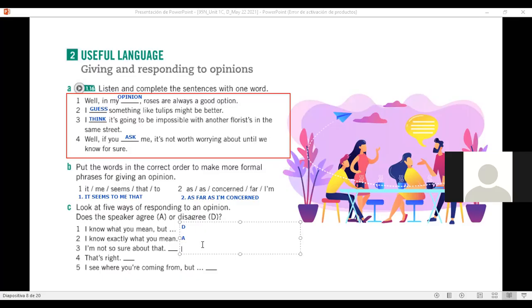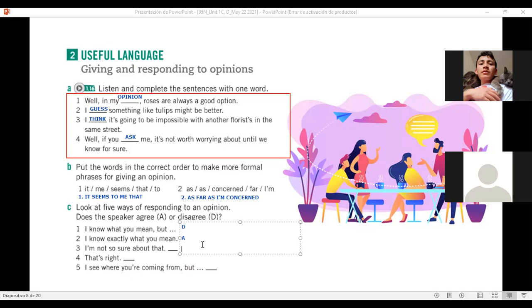What do you think? Agree or disagree? Disagree. Thank you, guys. Is to disagree. That's right. Agree or disagree? Agree, definitely. Yes, that's right.